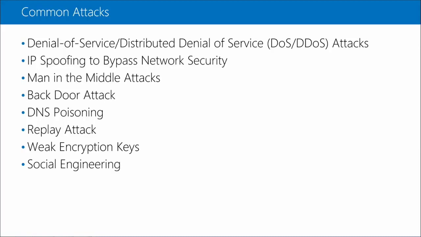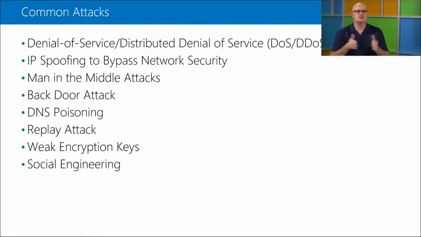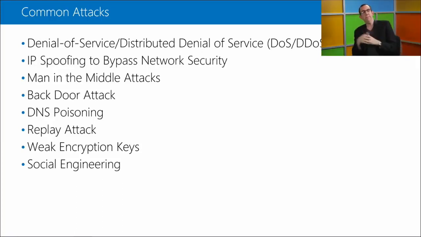And that brings us to common attacks. Things like denial of service and distributed denial of service, so DoS or DDoS attacks; IP spoofing to bypass network security; man-in-the-middle attacks, which we talked a little bit about; backdoor attacks, so using unsecured ports to access your system; DNS poisoning, so getting bad DNS information out there and causing inappropriate redirection; replay attacks, so after a certain set of data has been sent, basically resending it multiple times; weak encryption keys, so breaking encryption; or social engineering, which we talked about earlier. That one should be at the top, still my favorite.